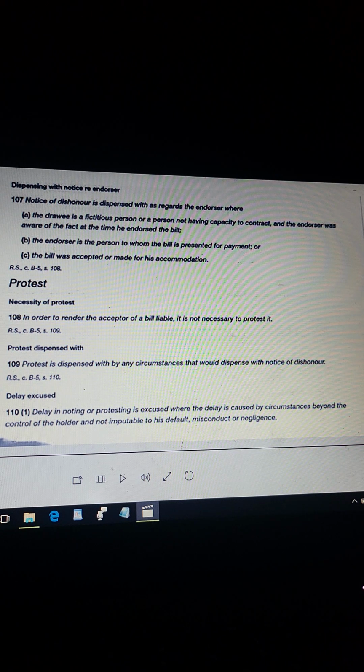Protest. Necessity of protest. 108. In order to render the acceptor of a bill liable, it is not necessary to protest it. Protest dispensed with. 109. Protest is dispensed with by any circumstances that would dispense with notice of dishonor.